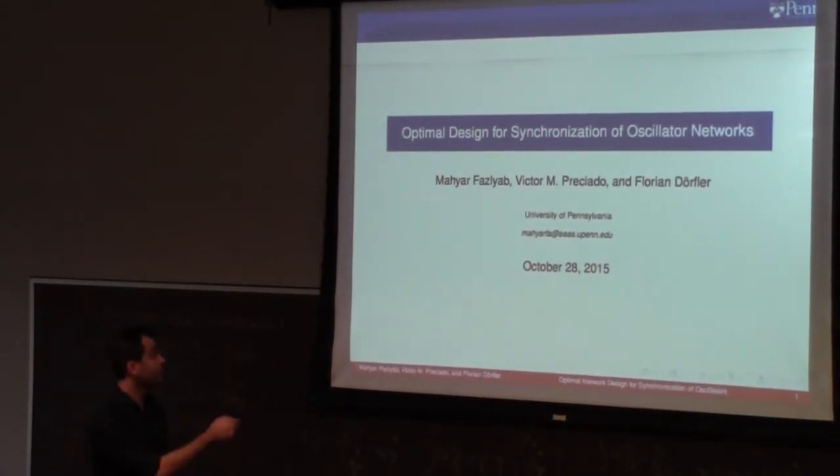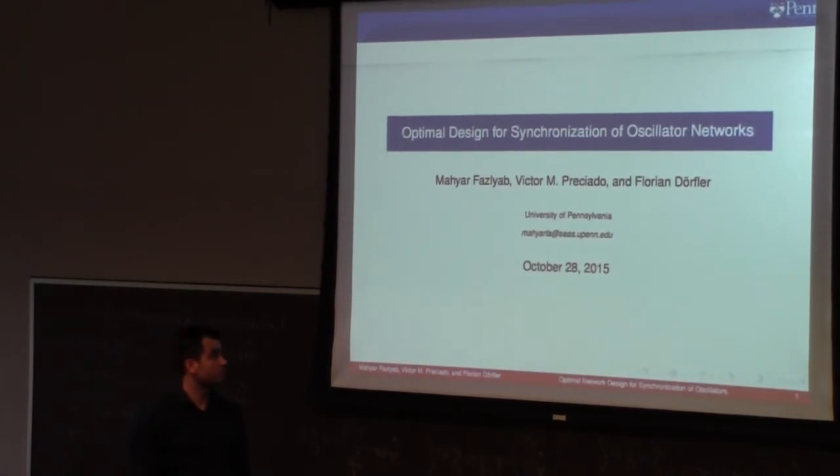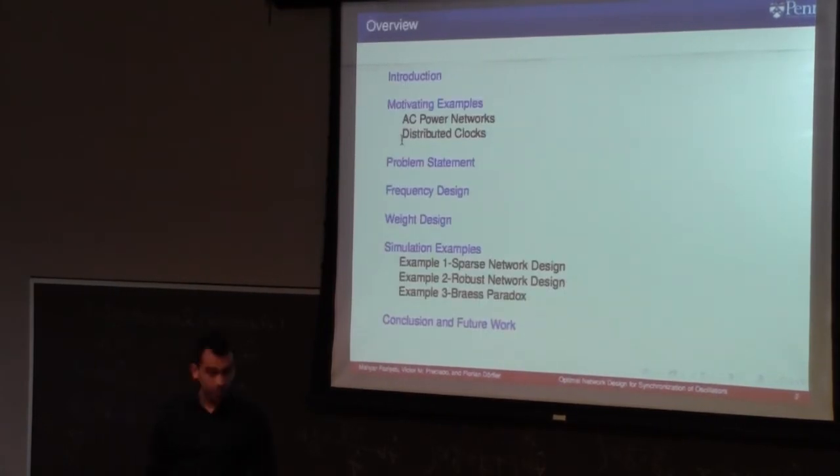So today I'm going to talk about the title of the presentation, Optimal Design for Synchronization of Oscillator Networks. This is joint work with my advisor, Victor, and Florian Dorfler, who is an assistant professor at ETH Zurich. I'm going to start off with the introduction about network synchronization. Then I provide two motivating examples, AC power networks and distributed clocks. Then I move on to the problem statement, which is the main body of this presentation.